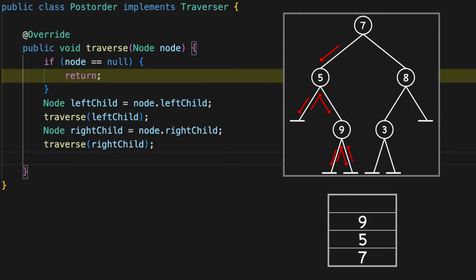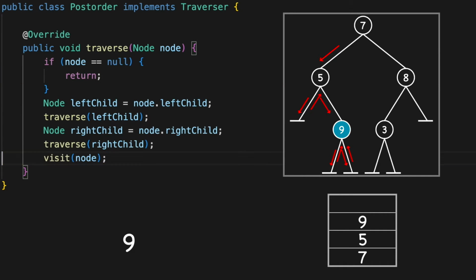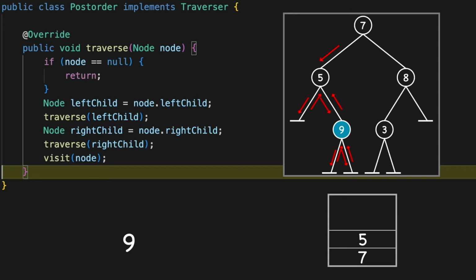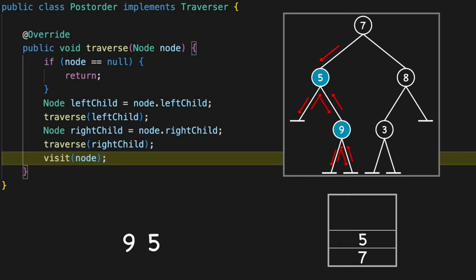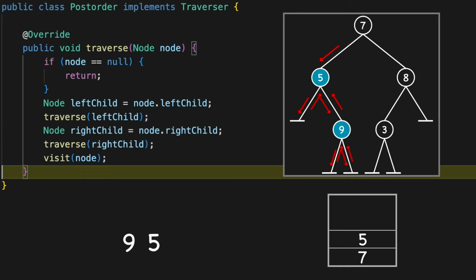At this point, we've traversed 9's left and right children, so we visit the 9 node and return back to the 5. We've also traversed 5's left and right children, so we visit the 5 node. Next, we return to the 7. We've traversed his left subtree, so we go right.